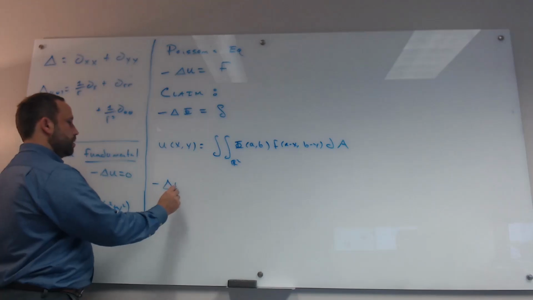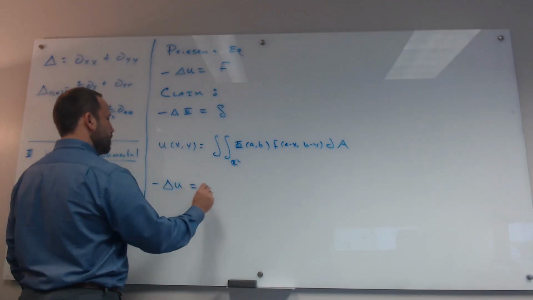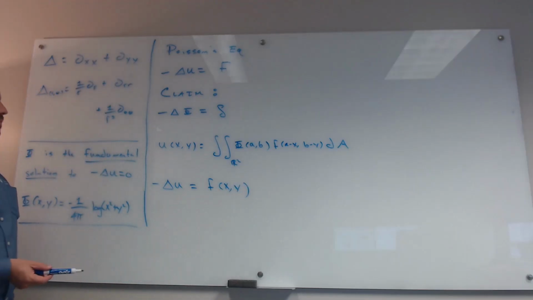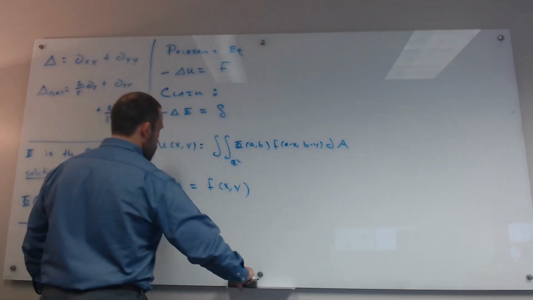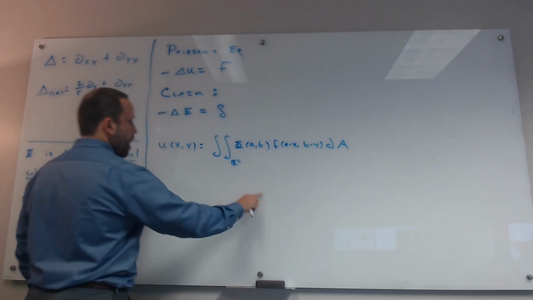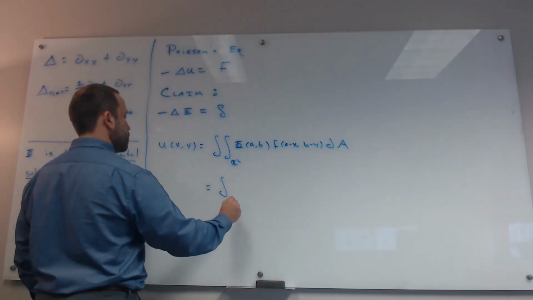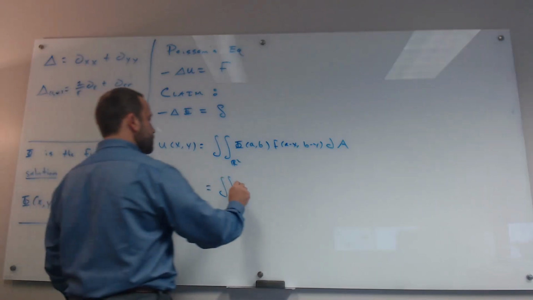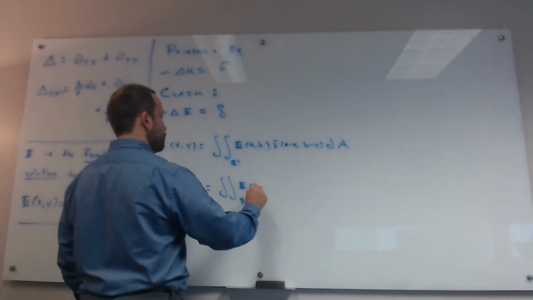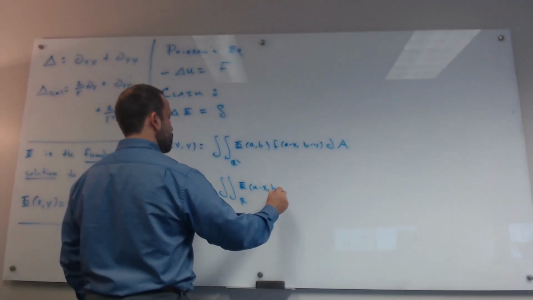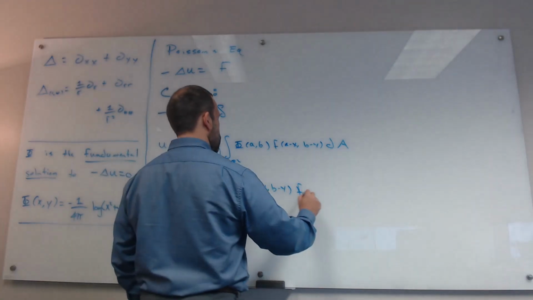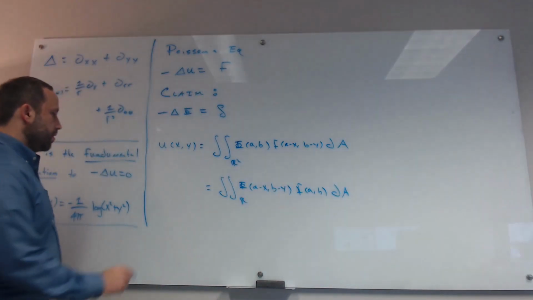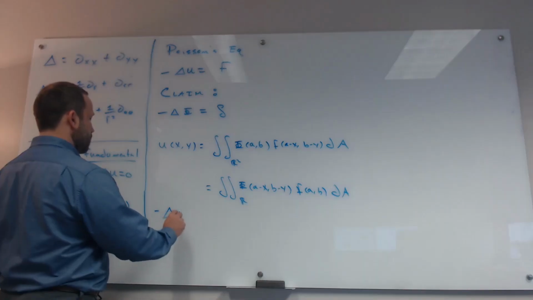minus Laplacian of u is going to be equal to f of x, y. Okay, so in other words, if we want to think about doing things formally, another way that we can write this double integral, this is the integral over R2. If I do a change of variables, I can write this as phi of a minus x, b minus y, f of a, b dA. Again, if I just do things formally, I have minus Laplacian of u.